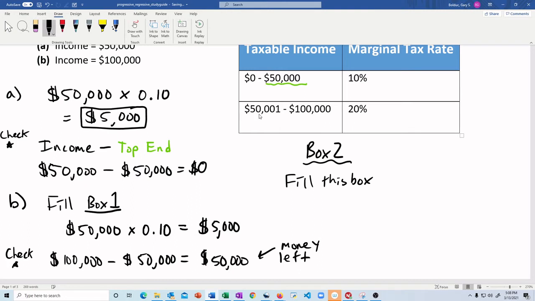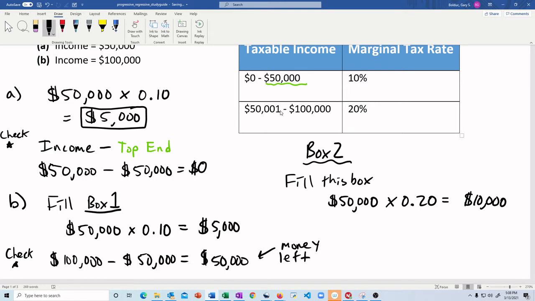Okay, so we took our $50,000, and the first dollar, that one extra dollar we're thinking about, plus all the other dollars we made up to $100,000, gets hit by 20%. So there's $50,000 total. That's how much is inside this box here, which we can do a little calculation to show you in a second. There's $50,000 in box 2, and I hit that with 20%, which is $10,000.